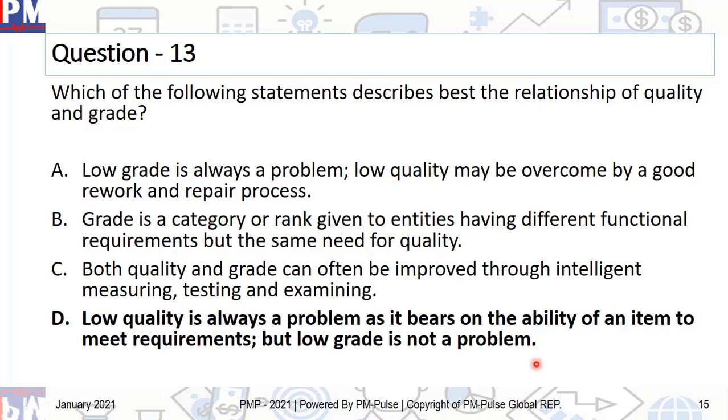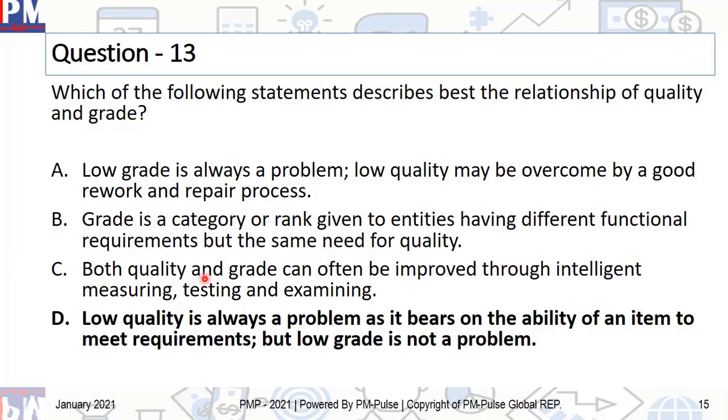And having a low or a high grade is not really a problem because that's just a collection of requirements, right? So you look at all these other options: A, low grade is always a problem. No, it's not, right? So forget about reading the rest because the statement itself is incorrect. Then B, grade is a category or rank given to entities having different functional requirements, but the same is needed for quality. No, this first part is absolutely correct. But the moment you say the same is needed for quality, no, that's wrong, right? You don't have graded quality. Grade is different, quality is different.